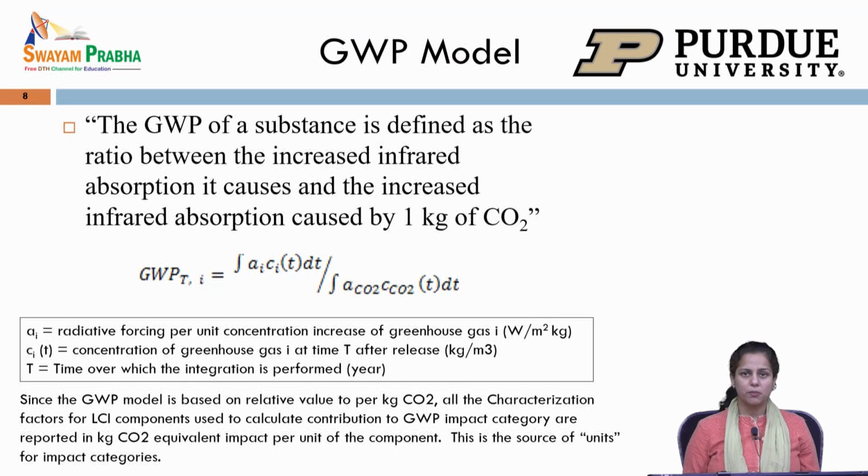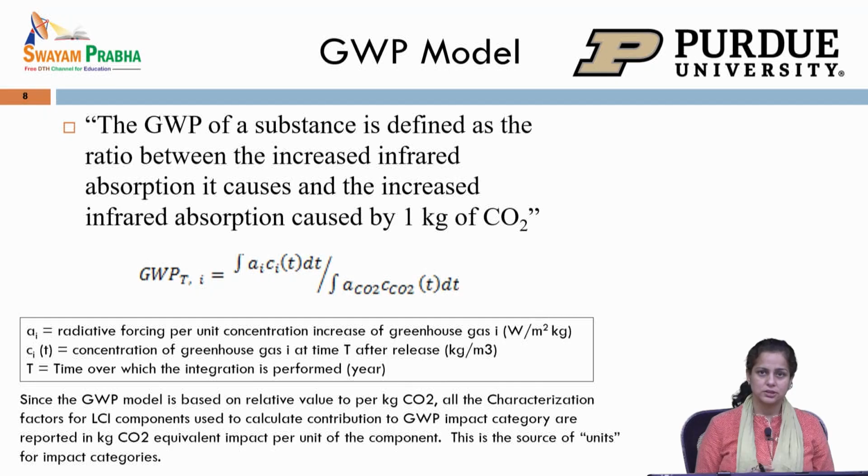So the GWP model for the characterization factor is defined as the ratio between the increased infrared absorption it causes and the increased infrared absorption caused by 1 kg of CO2. So remember, in the characterization factor we have a unit. For GWP, it's the kg CO2 equivalent, and the reason is that this characterization model calculates the global warming potential of every other emission in reference to the global warming potential caused by CO2.